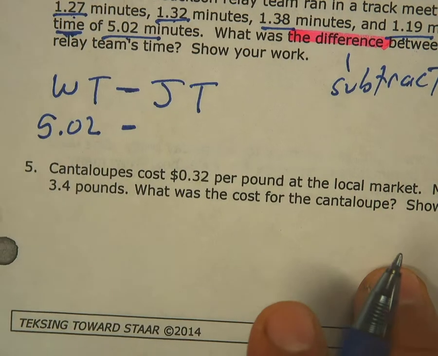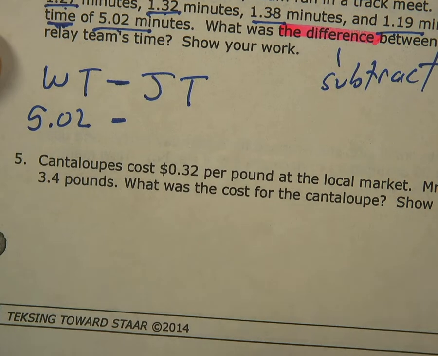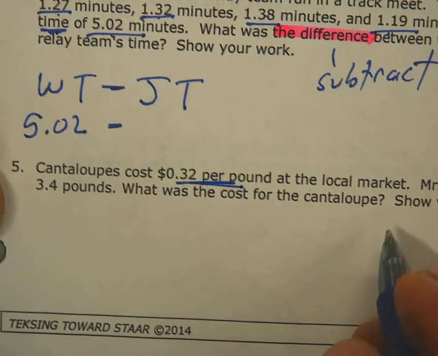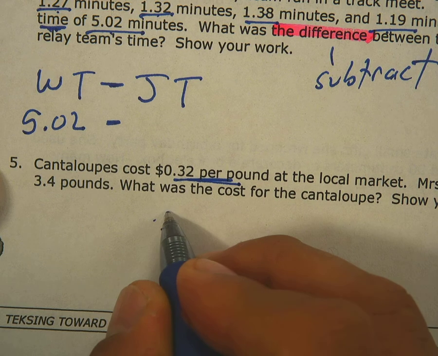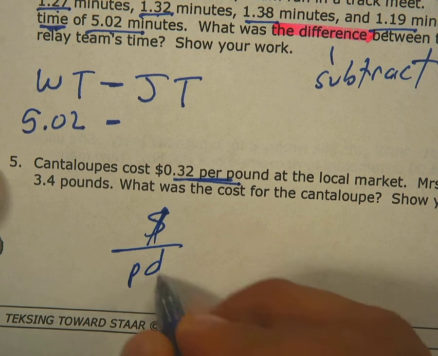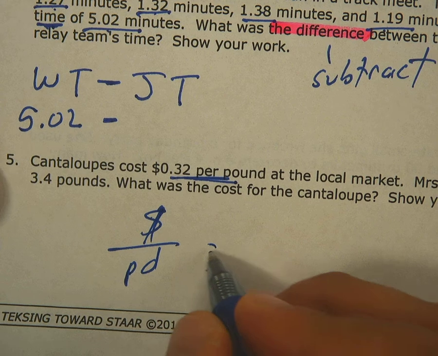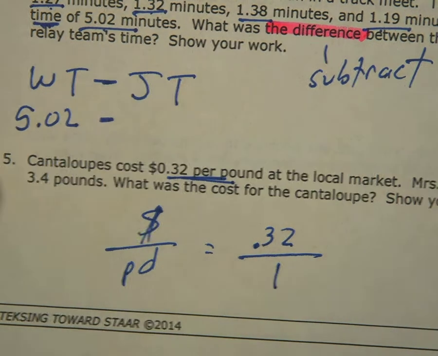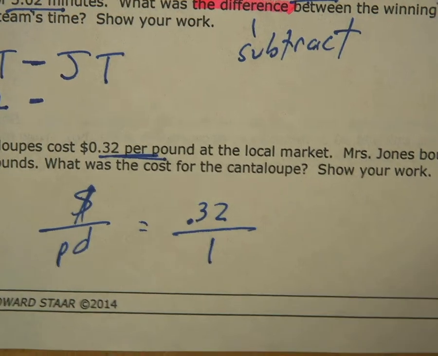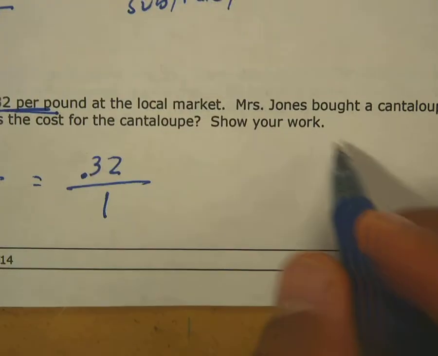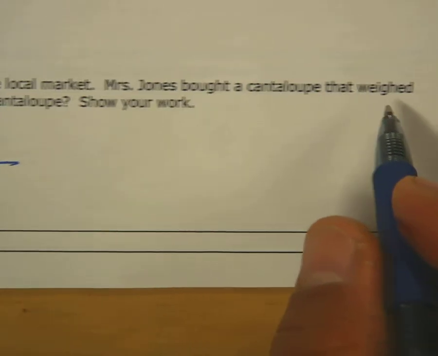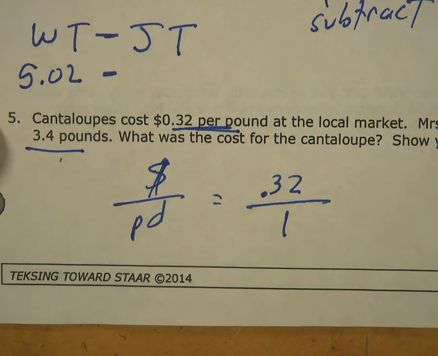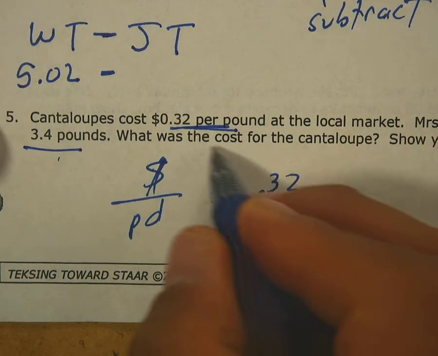Number 4, we're talking about cantaloupes, melones. A cantaloupe is 32 cents per pound. So I'm going to put here dollars over pounds. So this costs 32 cents for 1 pound. It says Miss Jones bought a cantaloupe that weighed 3 4/10 pounds, or 3.4 pounds. What was the cost of the cantaloupe?